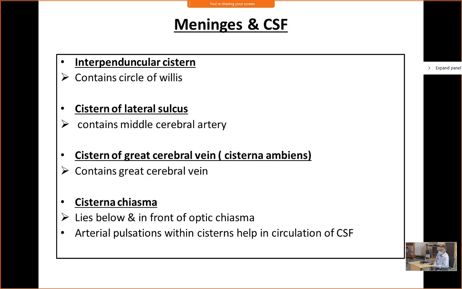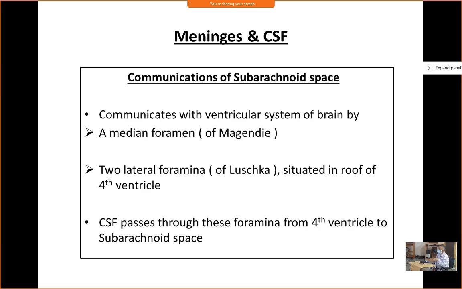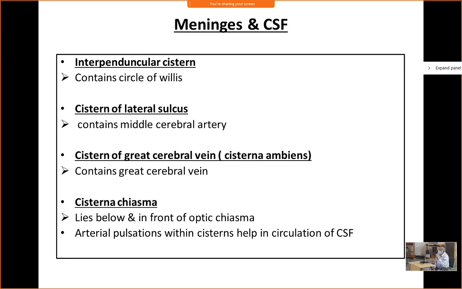Then the cisterna chiasmatica. It is just at the base of the skull, because at the base of the skull we have the pituitary fossa, and then the optic chiasma in the interpeduncular fossa. At that region there is a dilatation of the subarachnoid space, which lies below and in front of the optic chiasma. Arterial pulsation within this cistern helps in the circulation of the CSF all around the brain. This part you can see in the book as well as in pictures on YouTube. At least you can understand better.